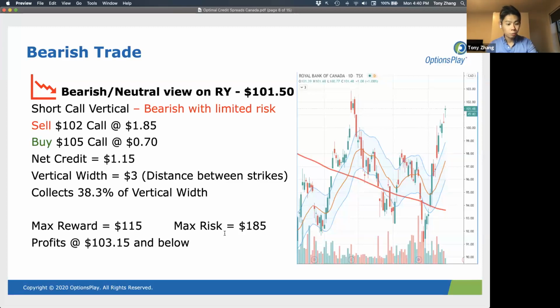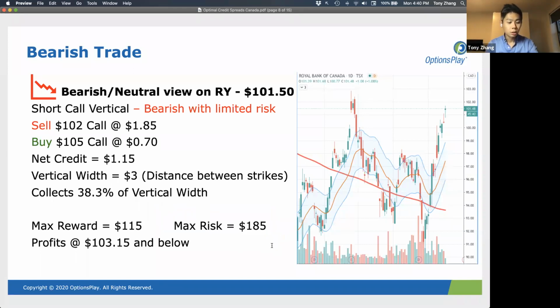Now, when you're collecting 38% of the vertical width, that means you have a risk of about 62% of the vertical width. And again, the goal is to maximize the reward, because that's going to push the risk number down. And when you're able to maximize the potential reward as much as possible and reduce your risk as much as possible, that's when you start putting the probabilities of these types of trades in your favor.